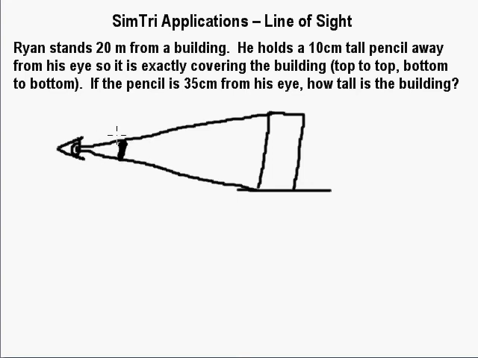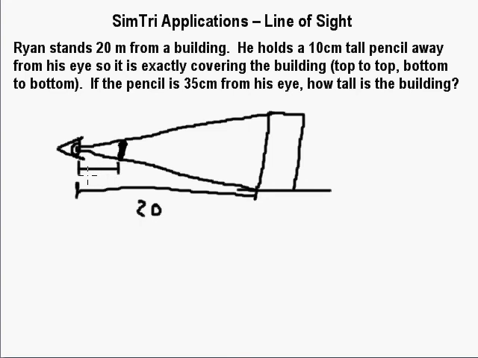So he is looking just over the top of the pencil, so he sees just the top of the building, and the pencil just blocks out the bottom. So this is why it's a line of sight, because this pencil is using his lines of sight to the top and the bottom to get two triangles here. Now, let's measure these triangles. So this distance is 20. This distance from his eye to the pencil is 35.